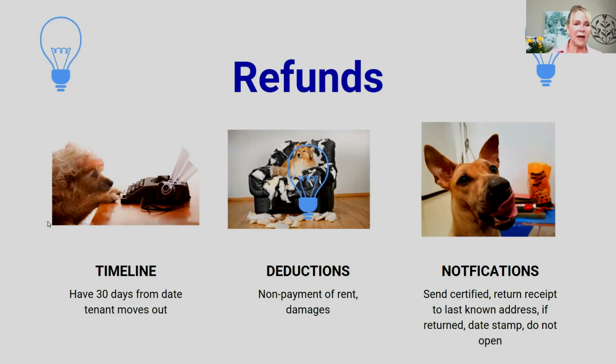So if it's anything that has to do with deductions, even if you're deducting $50, please send a certified return receipt to the last known address. Hopefully they've given you a forwarding address, but if they haven't, make sure that you send it to the address of your rental property because that's the last known address. If it comes back non-deliverable, even if it's to the new address, don't open it. Date stamp it when you received it back and throw it in their file, and that's your documentation for going forward. And lastly, do not open that letter. Okay, don't open the letter.